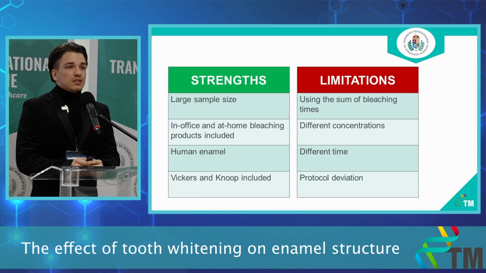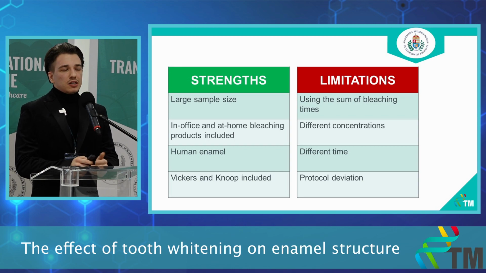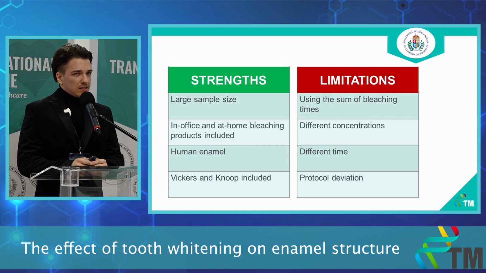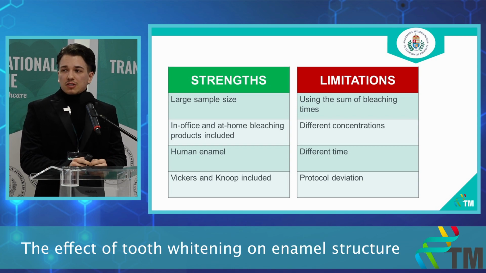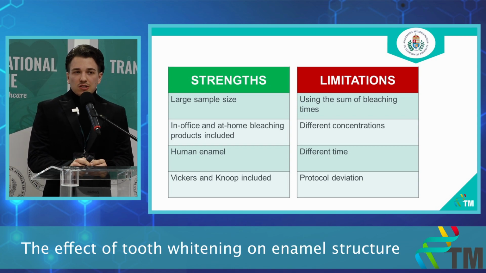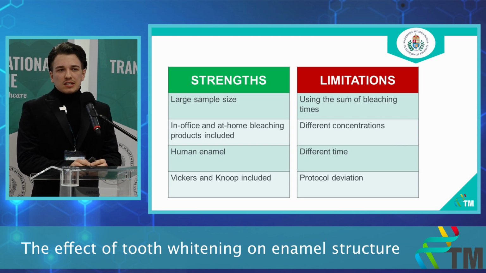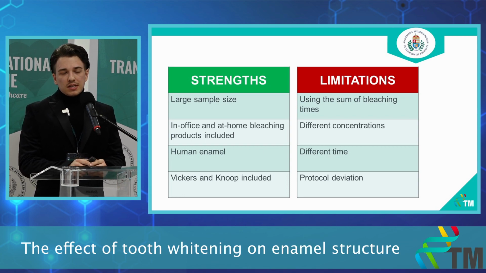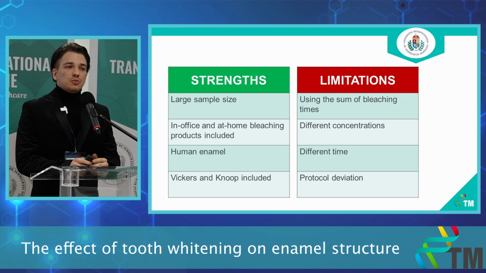The strengths and limitations. The strengths of this study are the large sample size that we included in-office and at-home bleaching. We investigated human enamel, and we included Vickers and Knoop measurements, which is not true for the previous meta-analyses. The limitation: we used the sum of bleaching time. Of course, we have different concentrations and different times, and unfortunately, there is a protocol deviation, which basically means that some authors decided that they do not follow the manufacturer's instructions during the bleaching treatment. They reportedly or unreportedly overused the product, which would shape the results in an unwanted direction. That is why we will exclude those articles.